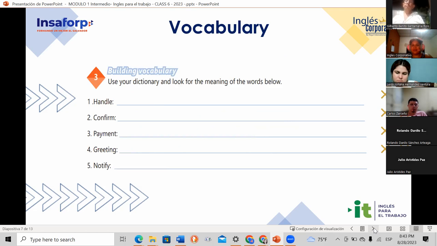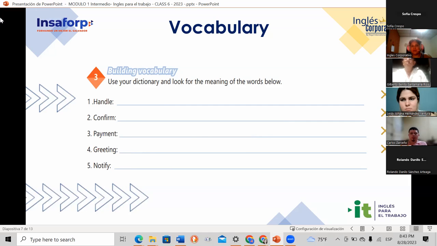Okay, now what I want is that you look for the definition. You can use an online dictionary if you want to look for the meaning of these words. If you already know the meaning, just tell me what it is. Volunteers. I need five volunteers to give me the meaning of each word. Me, teacher. Okay. Which one, Carlos? Handle. Okay. What is the meaning according to your words?